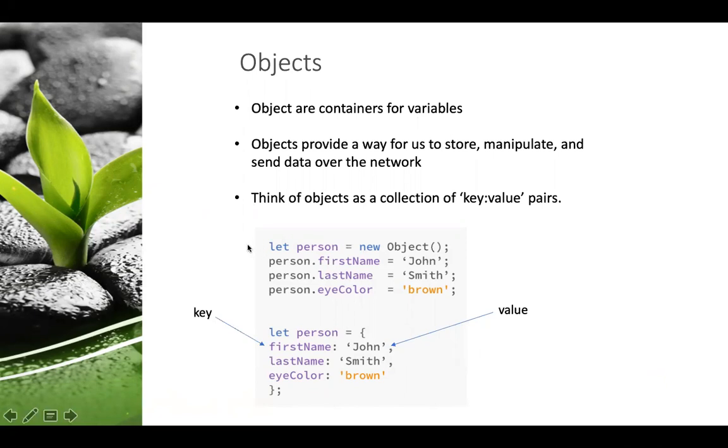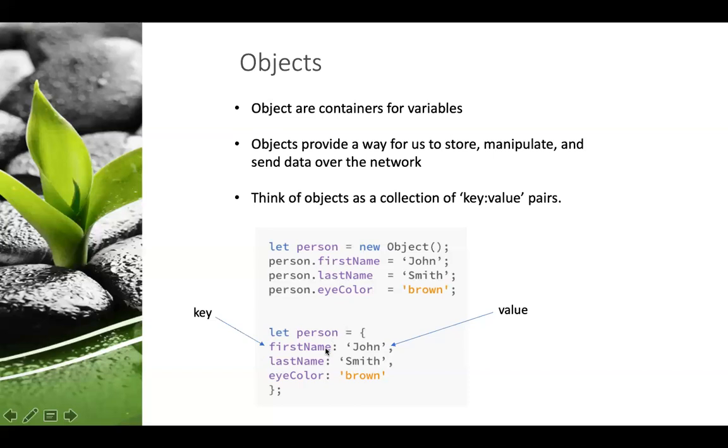So let person be your object. Let it be a new object. And then you're defining that person's first name is John, person's last name is Smith, and person's eye color is brown. This is just a shorthand version. It skips saying new object, and it just says let person, and by the curly brackets, it knows that this is an object. You're defining an object.